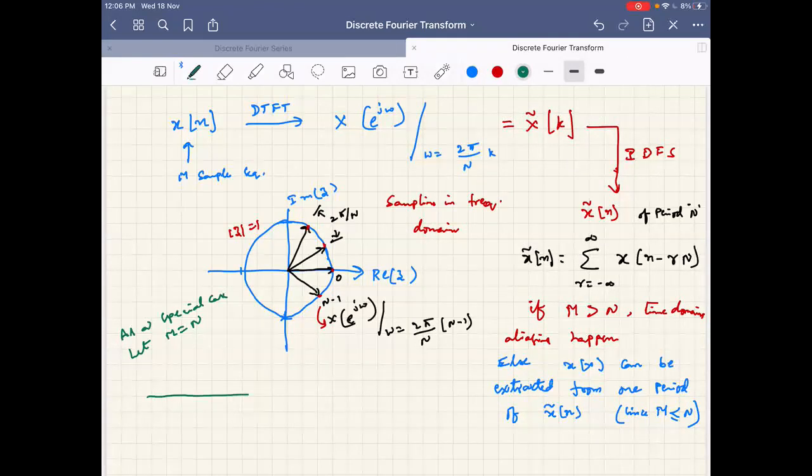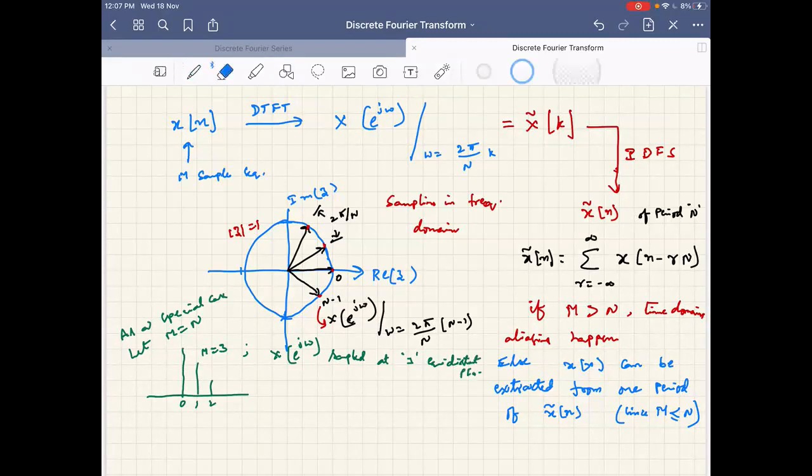Assume that I started with a small signal like this, with samples 0, 1, 2, only a 3 sample sequence. Here m is equal to 3. And since we made m equal to n, assume that x of e power j omega is also sampled at 3 equidistant points. So we have sampled x of e power j omega at 3 equidistant points.